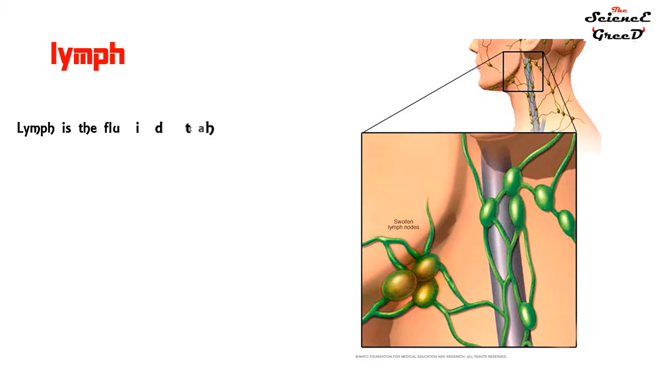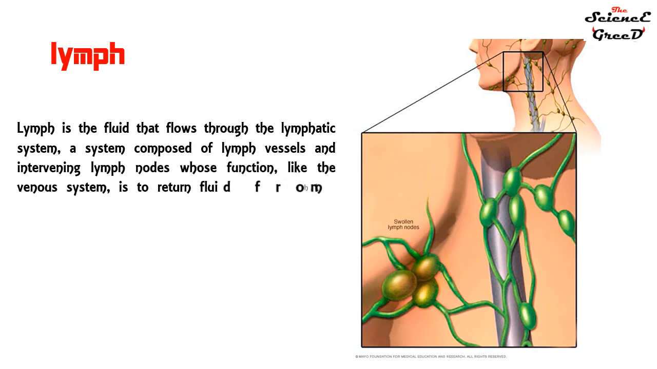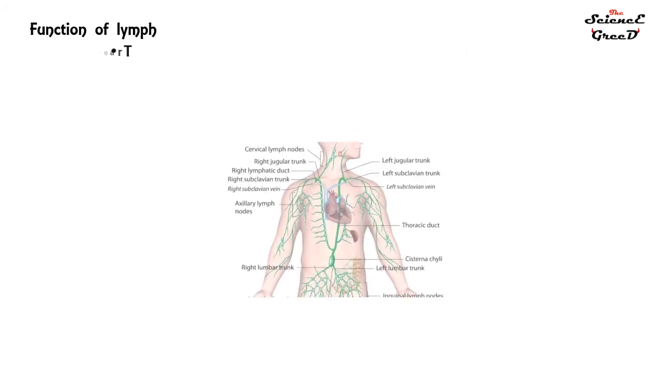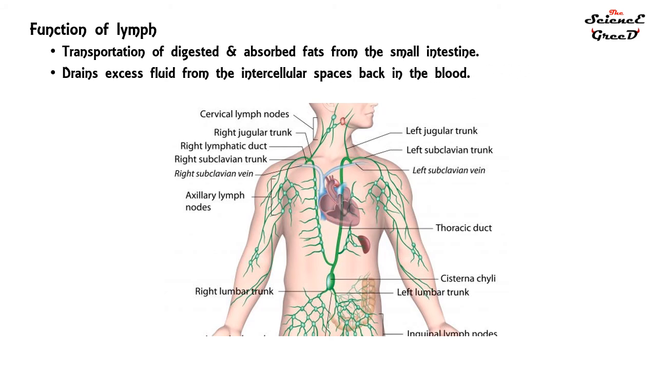What is lymph? Lymph is the fluid that flows through the lymphatic system, a system composed of lymph vessels and intervening lymph nodes whose function, like the venous system, is to return fluid from the tissues to the central circulation. What are the functions of lymph? Transportation of digested and absorbed fats from the small intestine. Drains excess fluid from the intercellular spaces back into the blood.